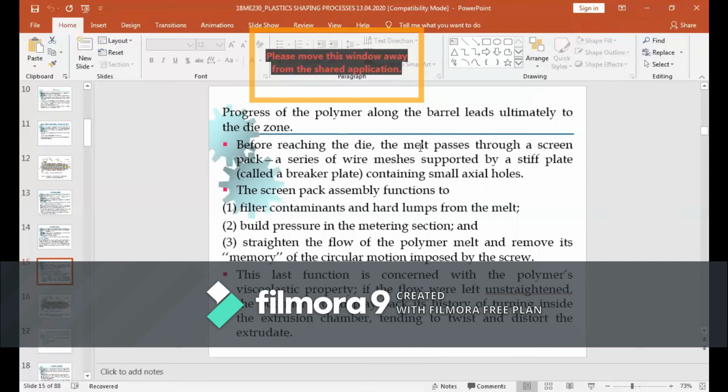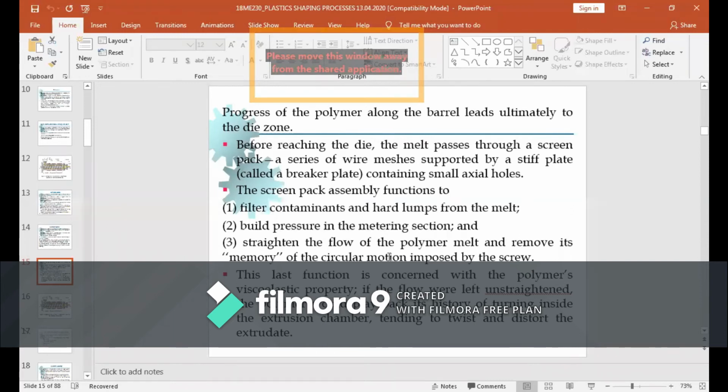Before reaching the die, the melt passes through a screen pack, a series of wire meshes. Wire mesh is nothing but a cylinder supported by a stiff plate, that is nothing but the breaker plate, containing small axial holes. It will filter the contamination and hard lumps from the melt. It will prevent the entry of any foreign material, or it will break the hard lump. It will completely break the lumpy melt. It also builds up pressure in the material.